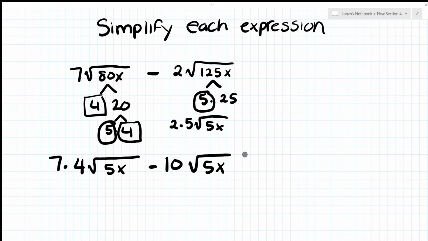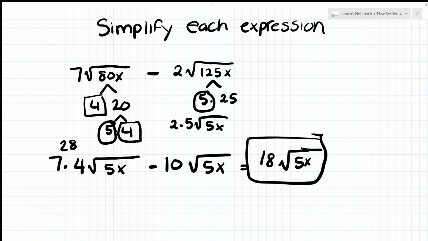Now we combine the like terms. What's 7 times 4? 28, right? Since these are the same radicands, our answer is going to be the square root of 5x, and then it's 28 minus 10, which is 18. And that's your final answer. So that wraps it up for this section.